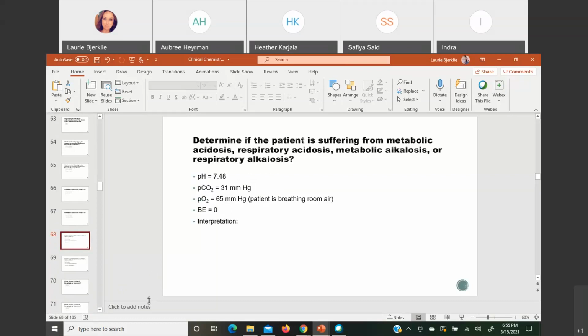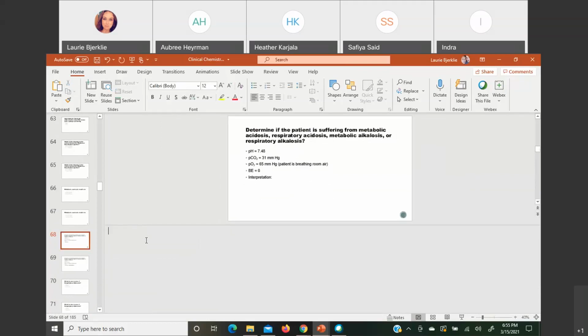So first, you got to know reference ranges. I'm going to give you what I always use as reference ranges because they're nice, easy, even numbers. So I know a pH to be between 7.35 to 7.45. That's a normal pH range of blood, 7.35 to 7.45.